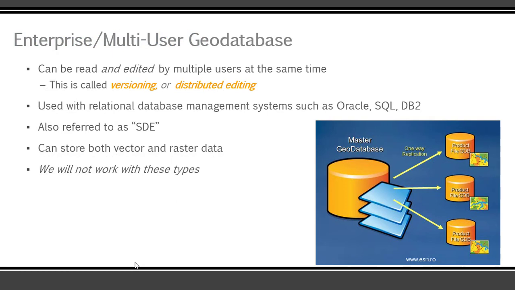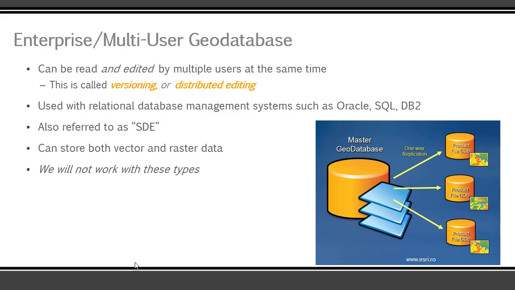The last type we're going to talk about are these enterprise geodatabases. The first thing listed here is the biggest difference. They can be read and edited by multiple users at the same time. The process that does this is something we call versioning or distributed editing. So these enterprise and multi-user geodatabases aren't just stored on your desktop and accessed through your desktop GIS. The data itself is stored in a relational database system that is separate from your GIS installation. So Oracle, SQL Server, DB2, that's the structure that holds your enterprise geodatabase. That is then connected to your enterprise GIS licensing.